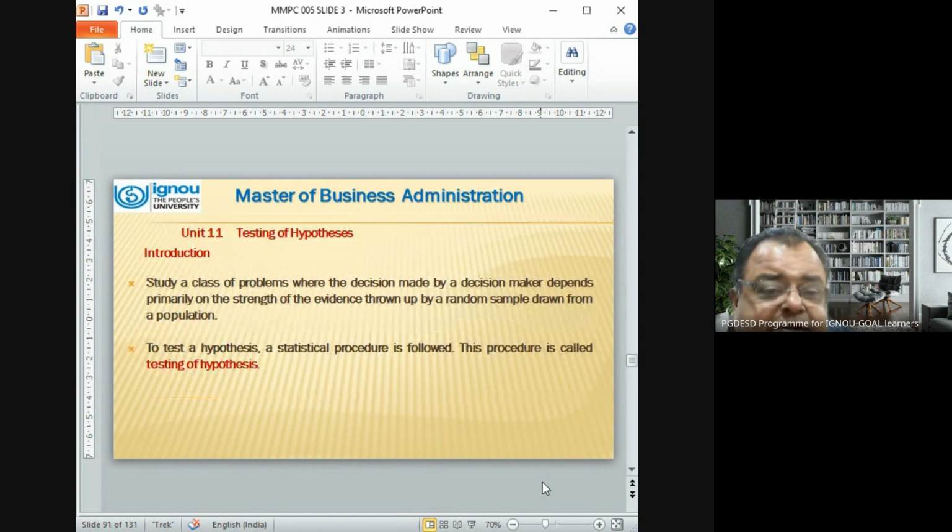Now, testing of hypothesis. I'm telling you, this testing of hypothesis, what we are doing right now, same thing will appear in your MMPC 15 also.